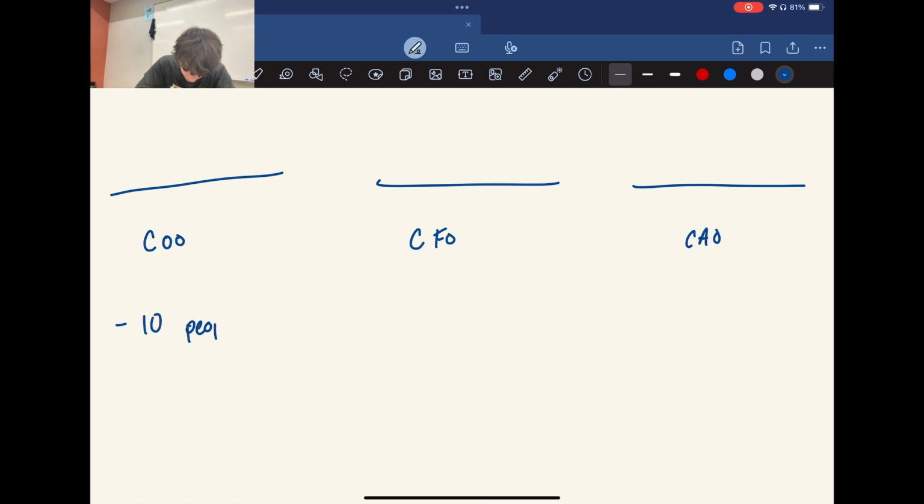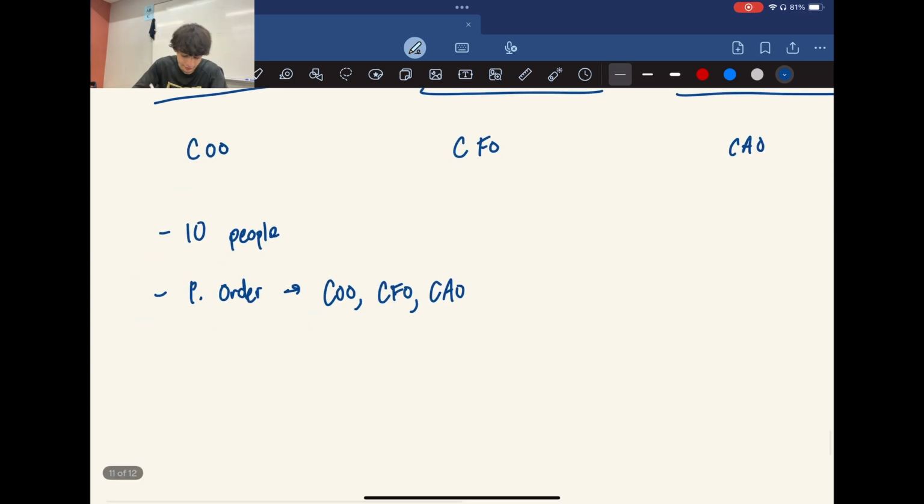There's 10 people who applied. The preference order, so I'll just say P order, is COO, then CFO, and finally CAO. And then, there has to be a grouping of 3 people.